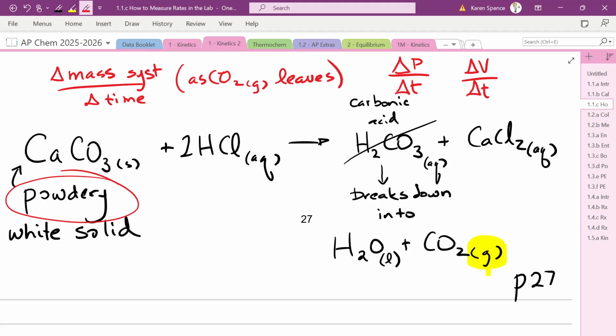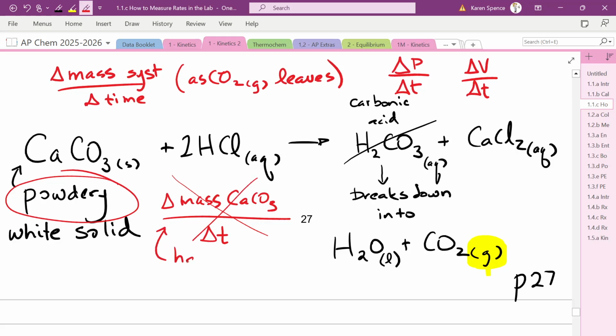We tend to use that more for like if we have a metal, right? Because a metal is like, oh, I've got a chunk of metal, now it's just a smaller chunk of metal. Do you know what I mean? So that's why I brought that one in particular. I would tend not to do a change in the mass of CaCO3 over a change in time because it's hard to measure after being wet.